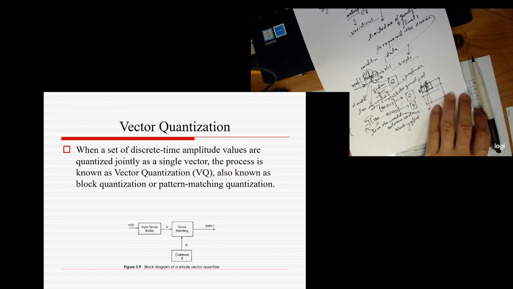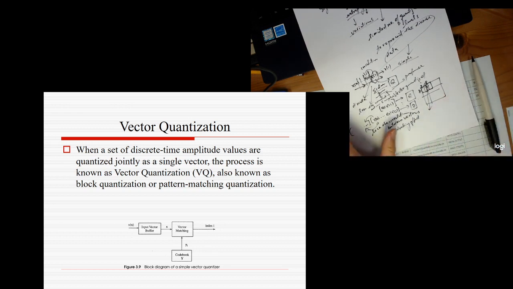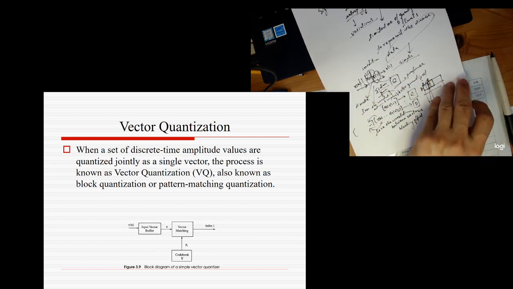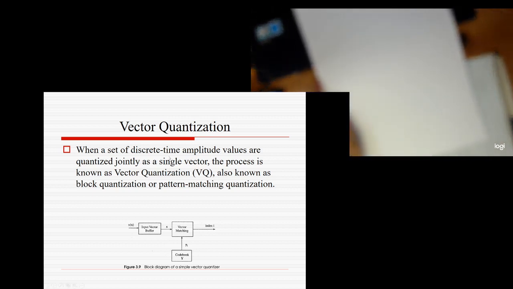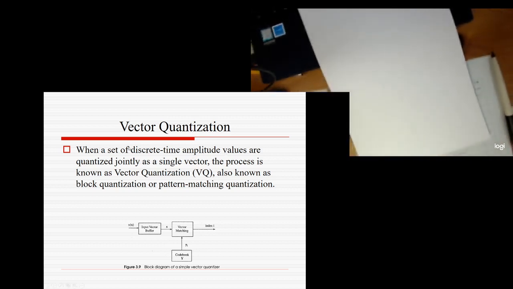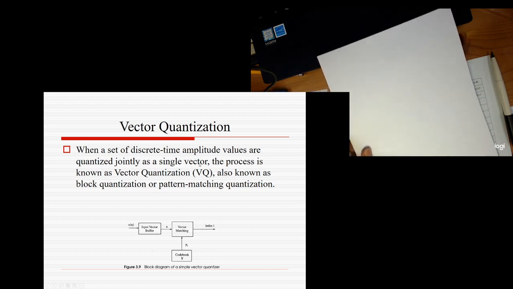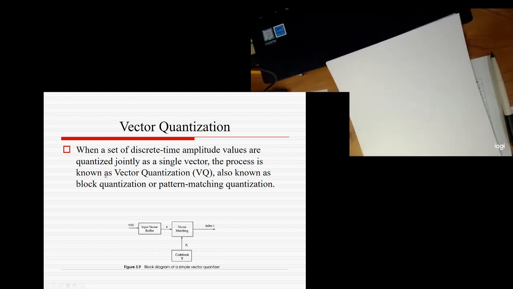Okay, so vector quantization, the basic idea. A set of discrete-time amplitude values, a group of them, a vector of them, are quantized jointly together as a single vector. This process is known as vector quantization, sometimes called block quantization or pattern matching quantization. Your input data become a vector, and then they do the vector matching.